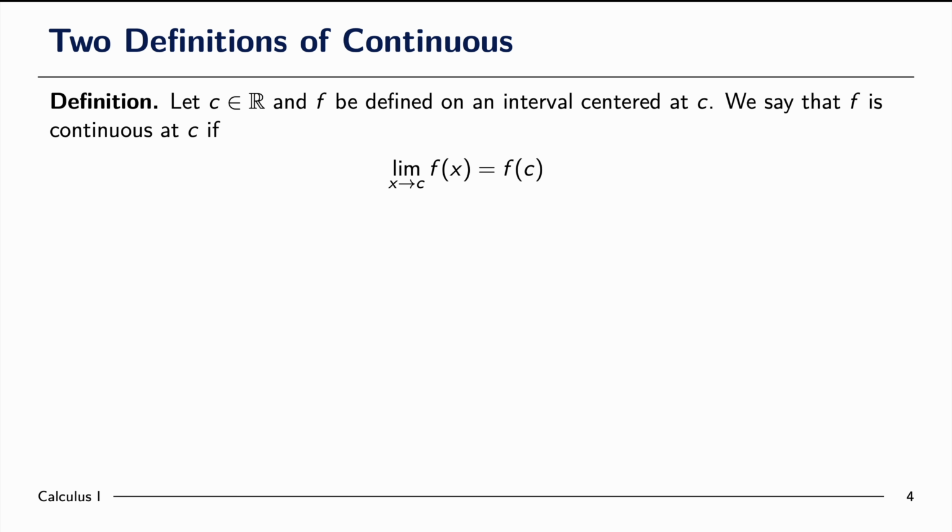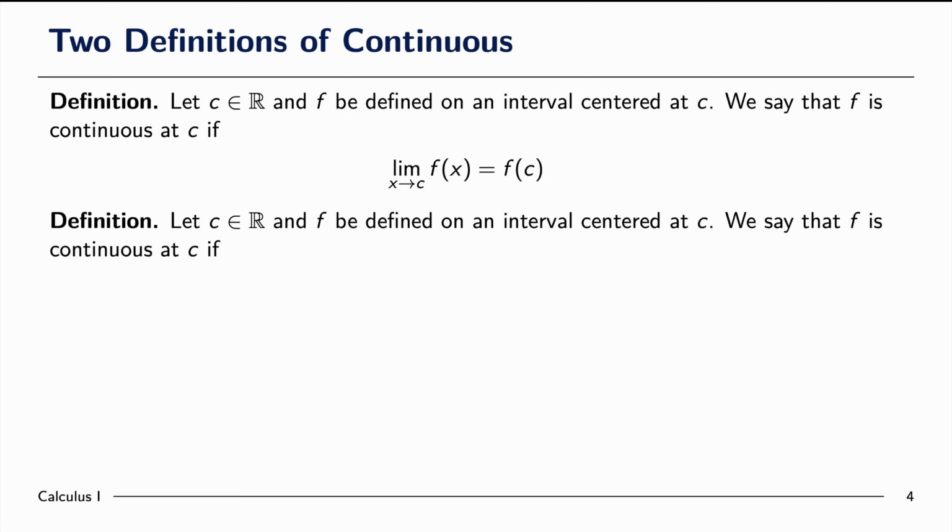However, we can provide another definition of continuous that leverages the epsilon-delta definition of the limit. Let c be a real number, and f be defined on an interval centered at c. We say that f is continuous at c if for all epsilon greater than 0, there exists a delta greater than 0, such that if the absolute value of x minus c is less than delta, then the absolute value of f of x minus f of c is less than epsilon.